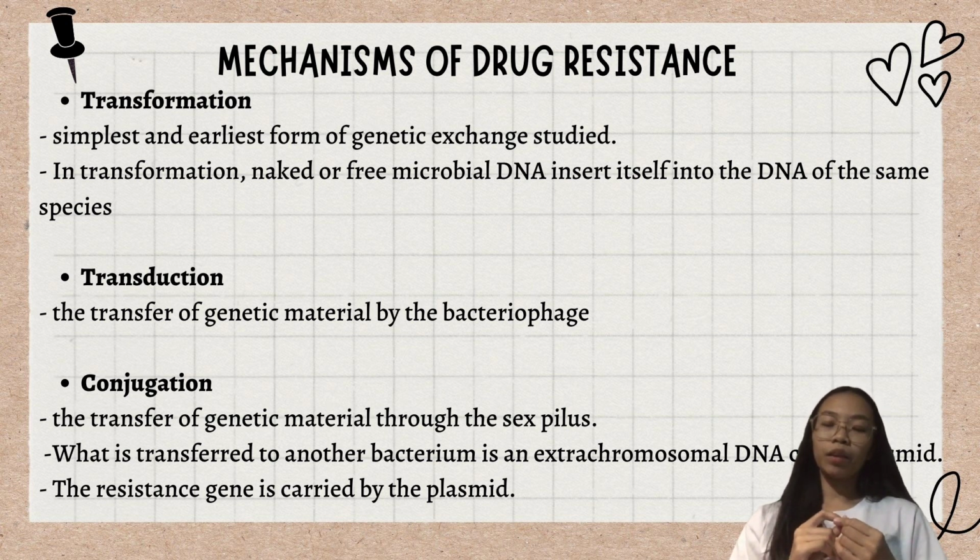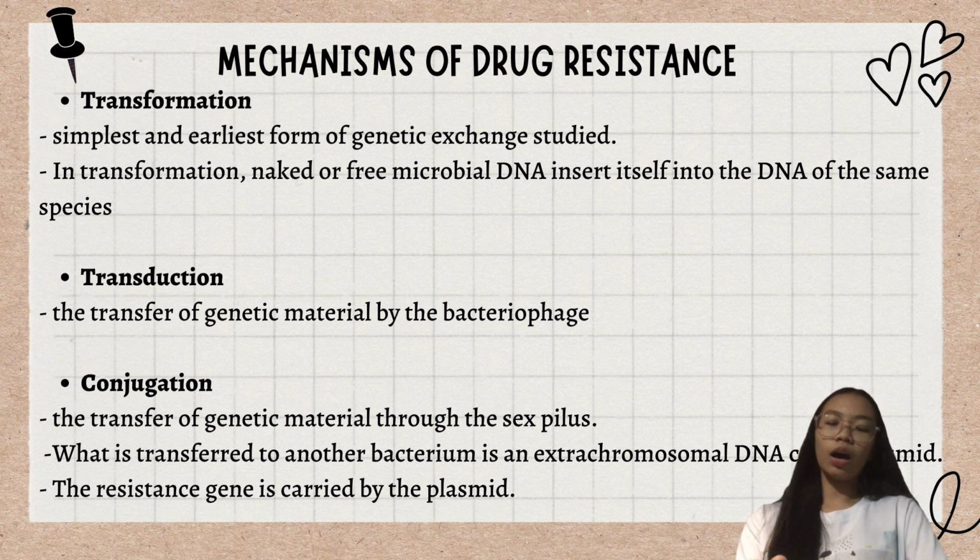Bacteriophages are composed of nucleic acid molecules surrounded by a protein structure. That is transduction. While conjugation is the transfer of genetic materials through the sex pilus. What is transferred to another bacterium is an extrachromosomal DNA called a plasmid.